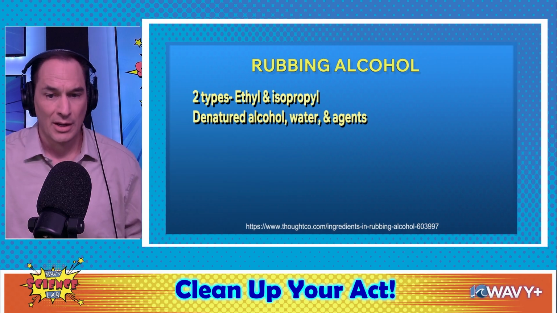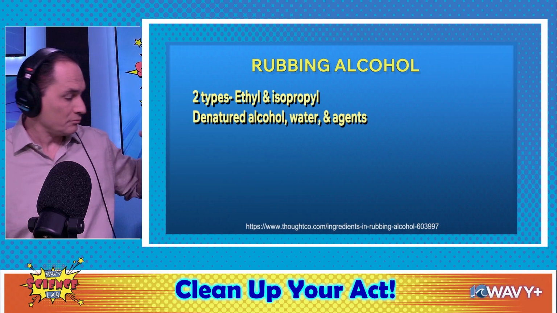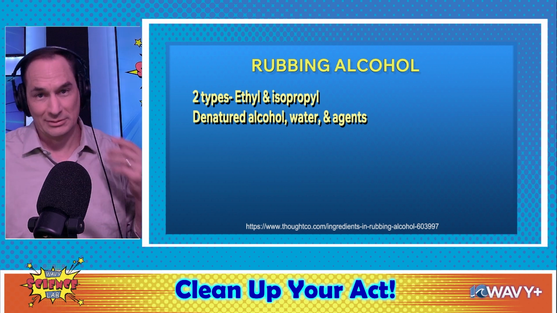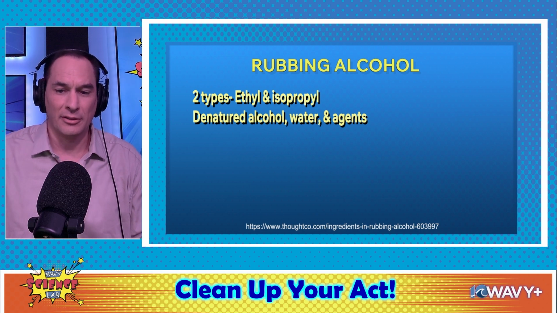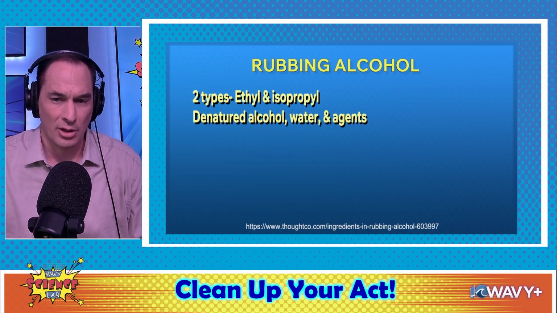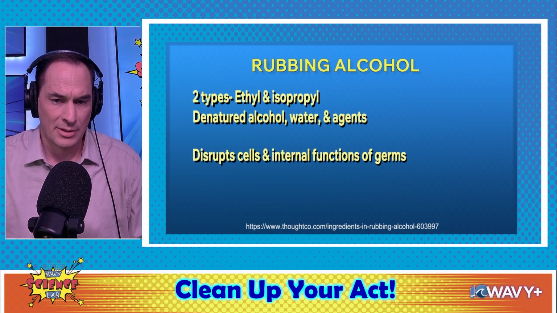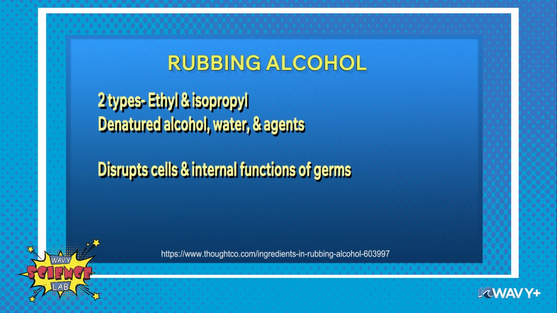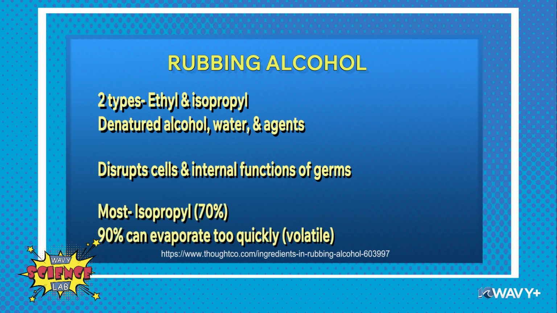It's tough to overcome. Rubbing alcohol, right? We got the rubbing alcohol here. This is the kind you can't drink. I wouldn't. It's toxic. Two types: ethyl and isopropyl. So denatured alcohol, water, and agents are some of the ingredients in that. So it disrupts cells and internal functions of germs and viruses too. So most of us use that isopropyl 70% to clean.